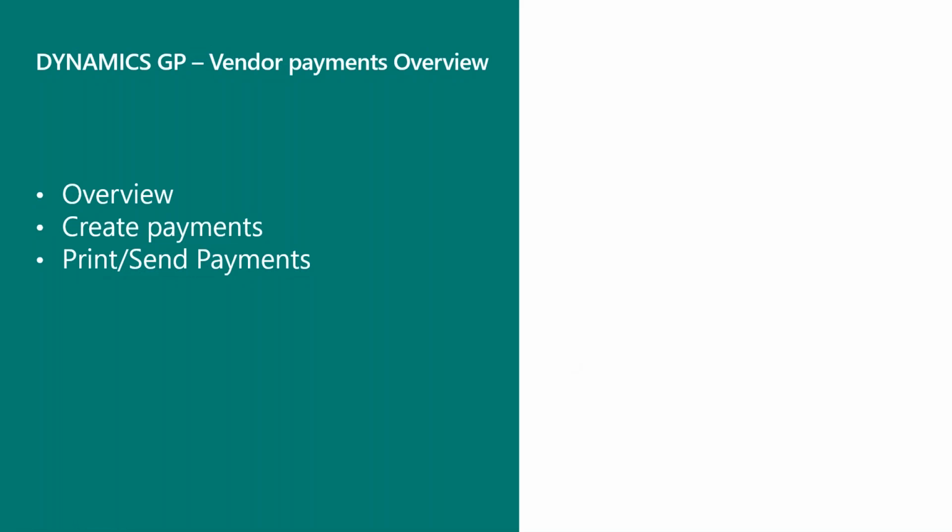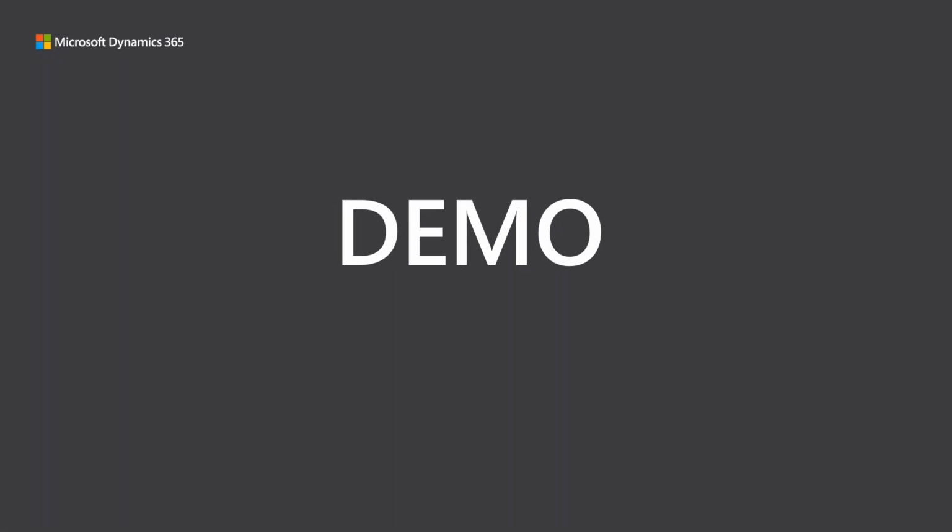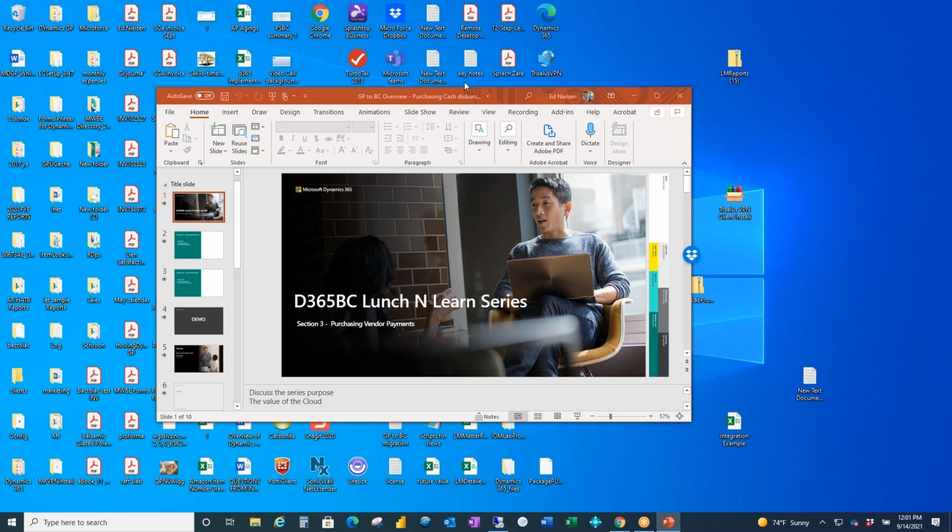We'll create some payments. We'll look at what's in the payments, and then we'll explain how you would print or send those payments. Now, after we complete that, we'll do the same thing in Business Central. We'll talk a little bit about what the screens look like, how we create payments, and then how we print or send payments. So I'm going to get right into the application now, and I'm going to start showing you how this all works.